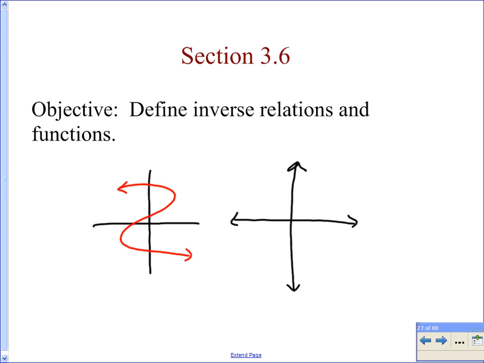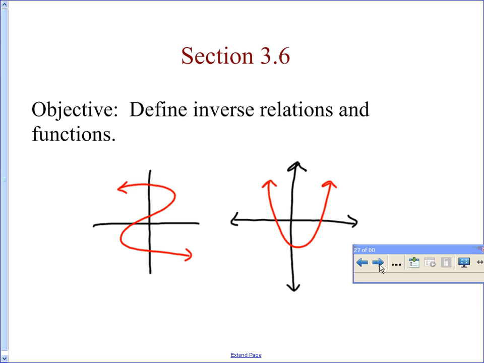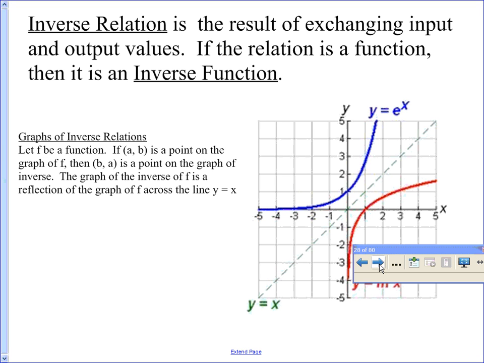A function might be like this, because it does pass the vertical line test. So a function is going to produce exactly one output for every input. An inverse relation is a result of exchanging the input and output values of a relation. Now that relation may or may not be a function. If the relation is a function, then it's going to be called an inverse function.